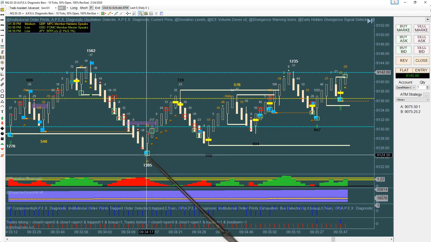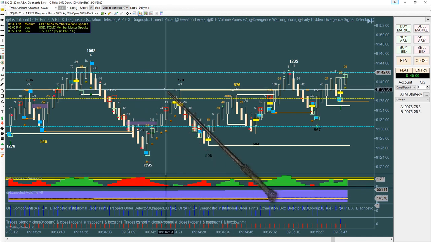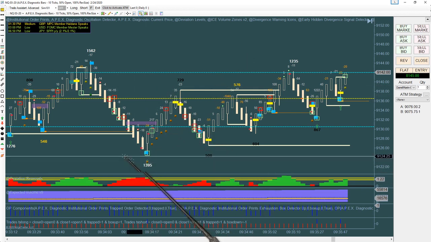Okay? Or if it's going with the trend, such as if it's going right here with the deviation reversal indicator, and this was green, then we could take this long. Okay? If it was red, then we could take a trade short.